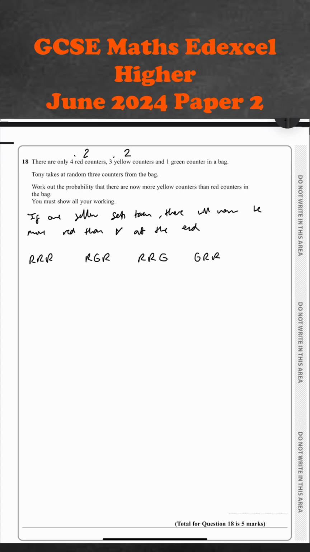So, probability of this happening, so probability of red, red, red is going to be 4 out of 8 multiplied by 3 out of 7, as 1 red's now gone, multiplied by 2 out of 6. This one's going to be 4 out of 8 multiplied by 1 out of 7 multiplied by 3 out of 6. This one's going to be 4 out of 8 multiplied by 3 out of 7 multiplied by 1 out of 6. And this one's going to be 1 out of 8 multiplied by 4 out of 7 multiplied by 3 out of 6. So we can now work all these out, add them together, and that should be our probability.